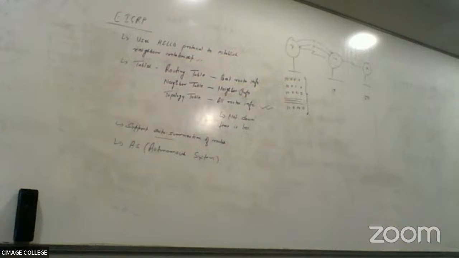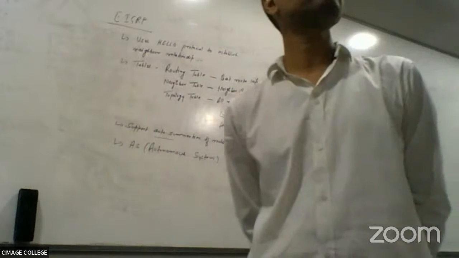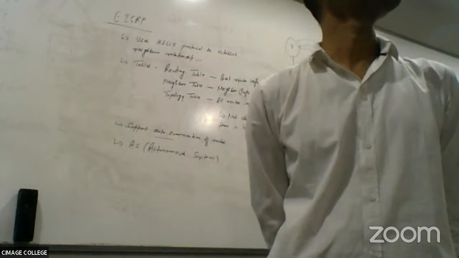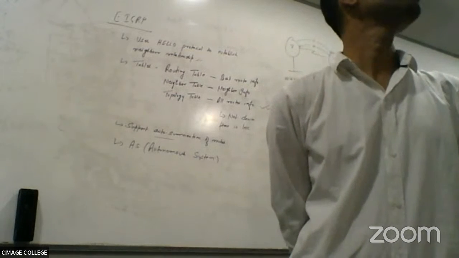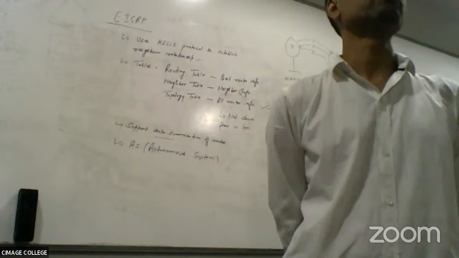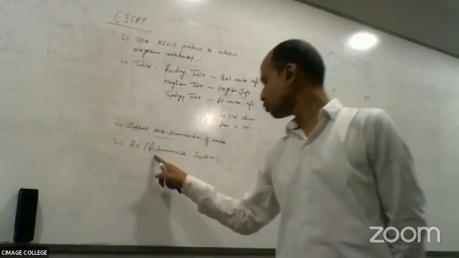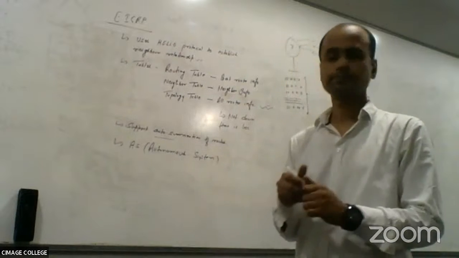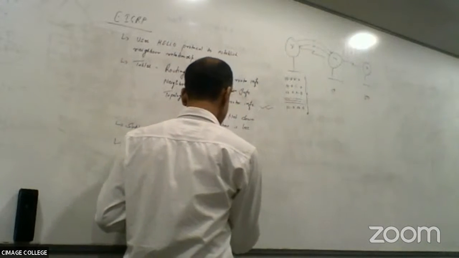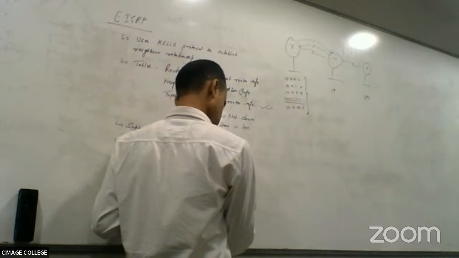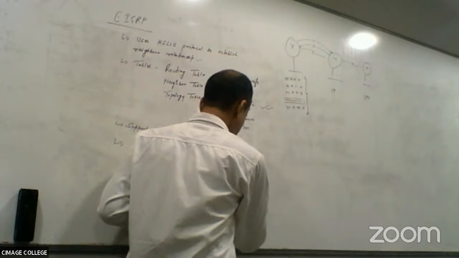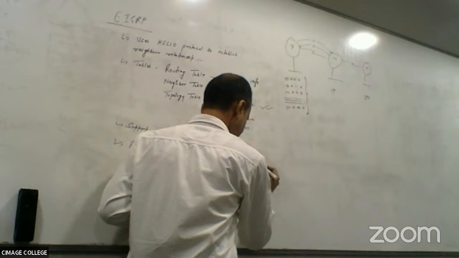EIGRP also supports a large network, a worldwide network. It should have a feature by which it can divide a large network into small segments. For division of a large network into small segments, it uses AS value. AS means autonomous system, and its value range is 0 to 65,535.